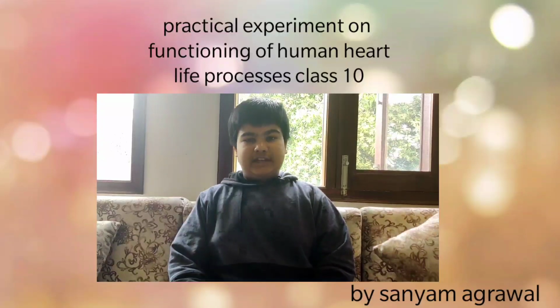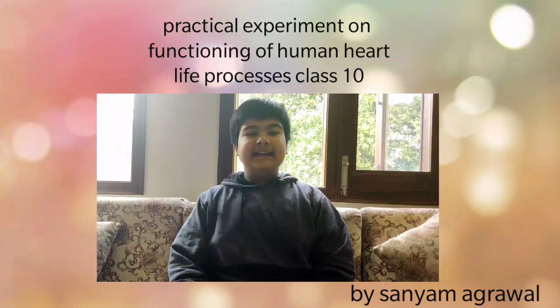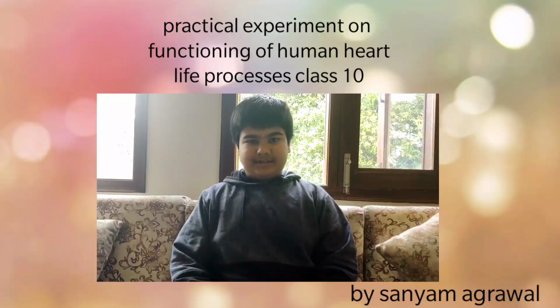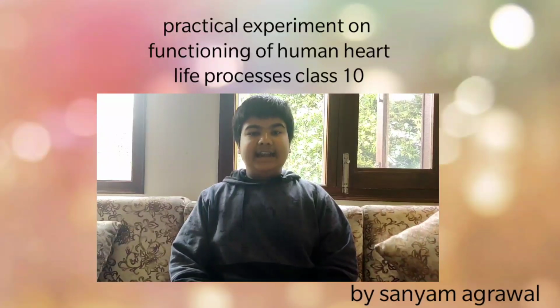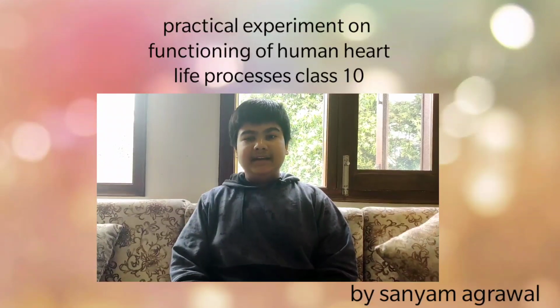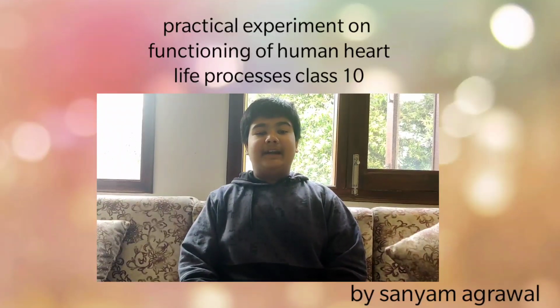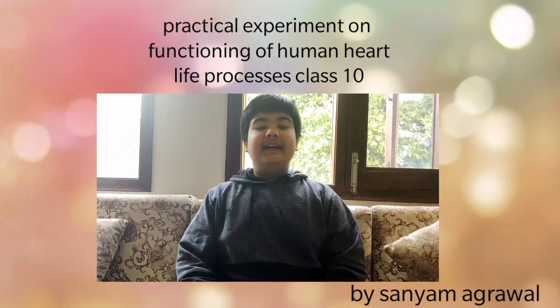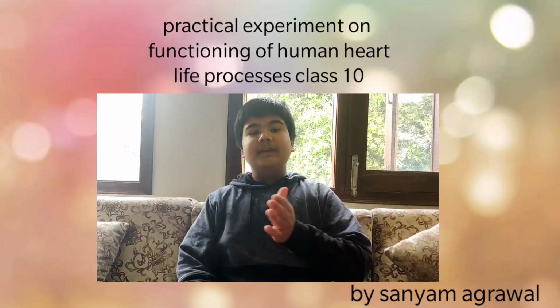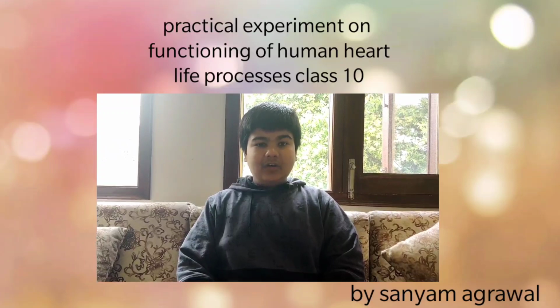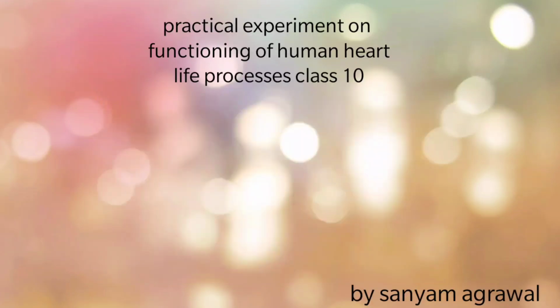The heart has 4 chambers. The upper 2 are right and left atrium and the lower 2 are right and left ventricles. The deoxygenated, that is carbon dioxide rich blood, is received by the chambers of the heart, which is then sent to the lungs, and then the oxygenated blood, which is oxygen rich blood, is sent from the lungs to the heart, and then pumped to the entire body. Now let's conduct the experiment.